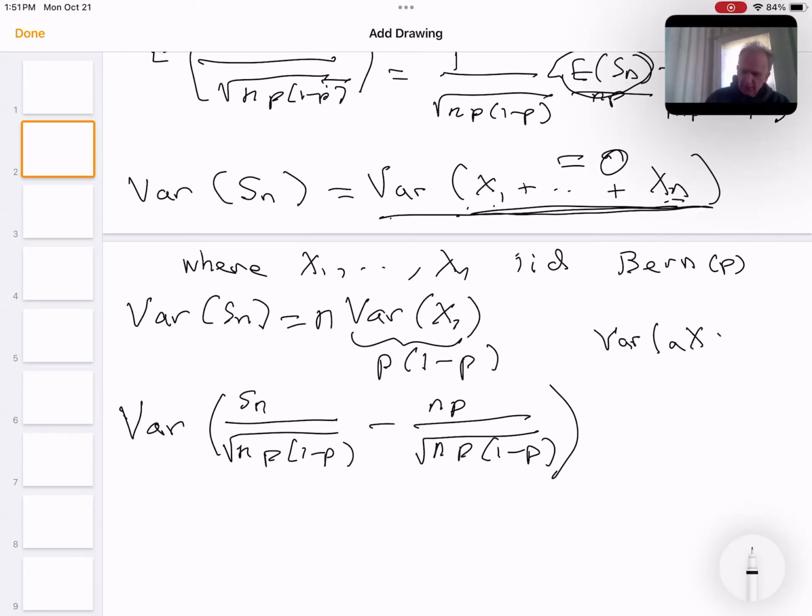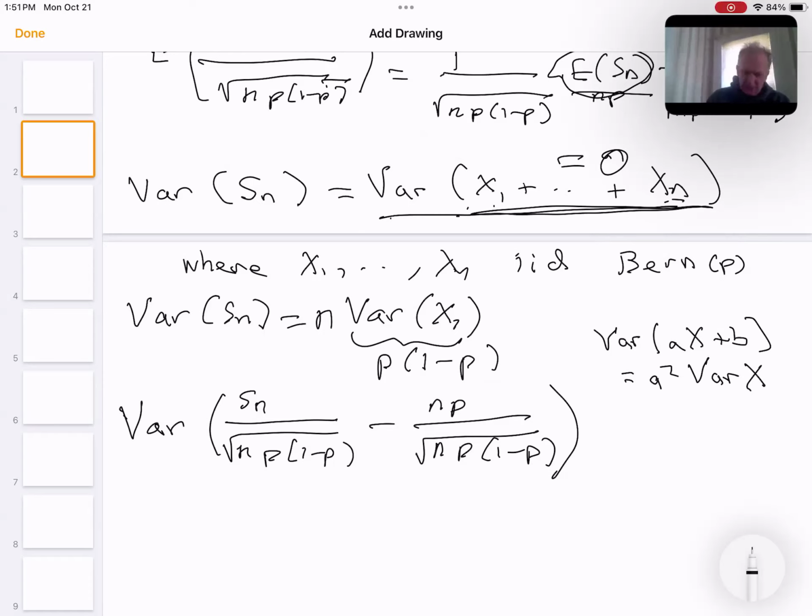If I have the variance of aX plus b, what is this equal to in terms of the variance of X? That's a squared times the variance of X. That's right. And we showed this from the definition. The intuition is there's no variance in b, and variance is a squared measure, so when I multiply, I get a squared. That's a good way to remember this.